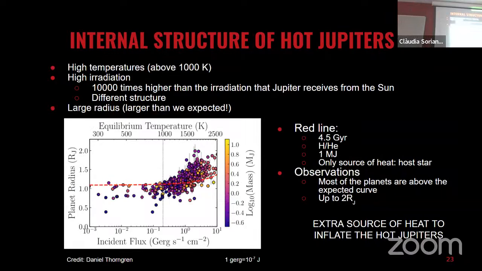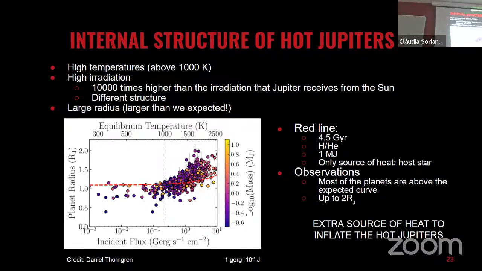Okay, so let's talk now about the last property and one of the most important properties, the one in which we are interested, which will be the radii. So we know that due to this proximity to the star, hot Jupiters have high temperatures, about 1,000 Kelvin. These temperatures are due to the high radiation that they receive from the star. To put some numbers on it, they receive more than 10,000 times the radiation that Jupiter receives from our sun. So it's an intense environment. This consequently will create a different structure and a different composition.